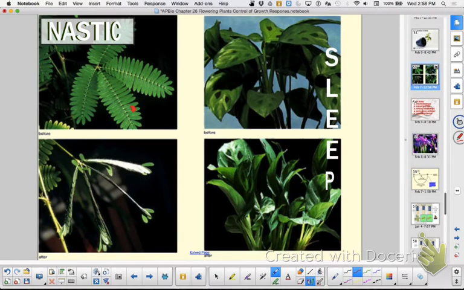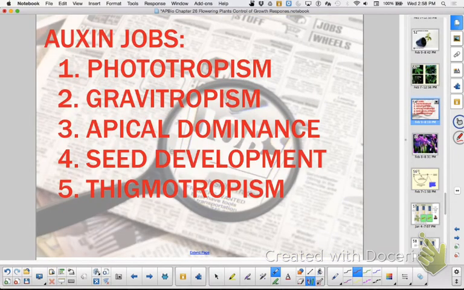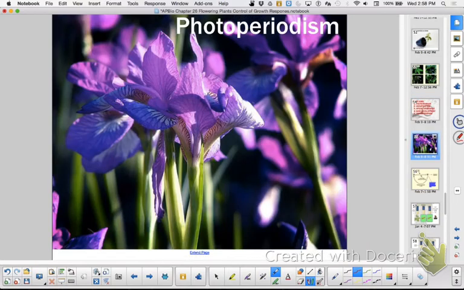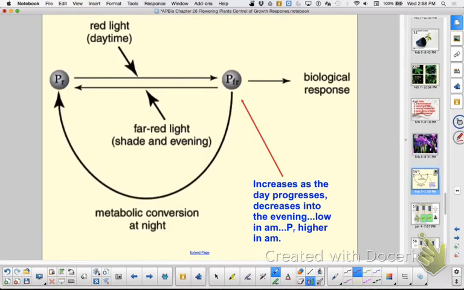Okay, so we said auxin has a lot to do with all of these. We talked about that. Let's talk about photoperiodism. I already told you about this. Could I please have, not it. Pass or play? I want to give you a chance to verbalize it. Go ahead.